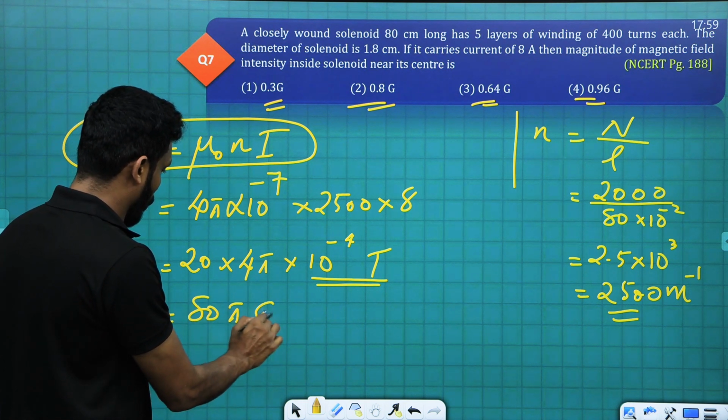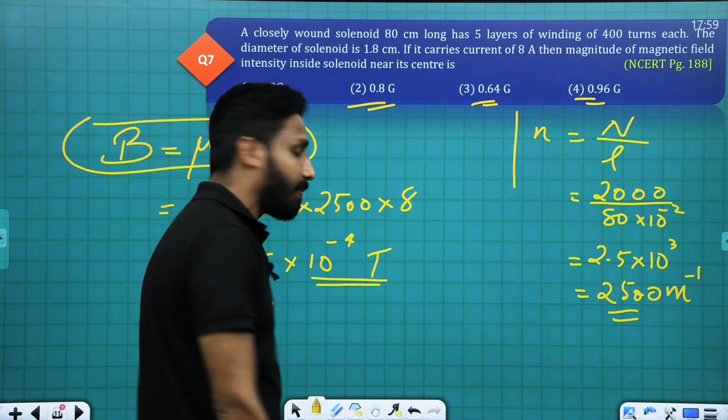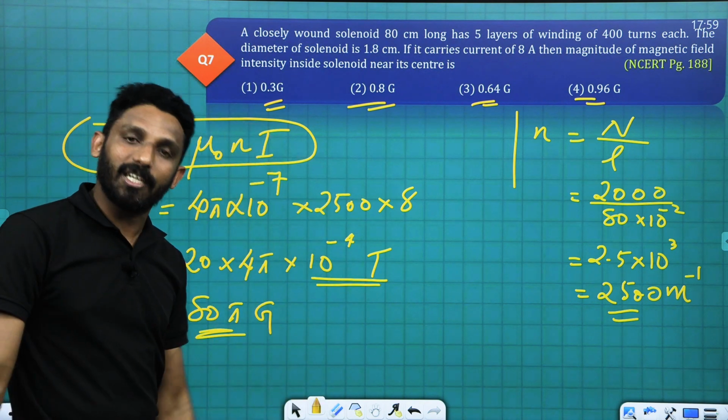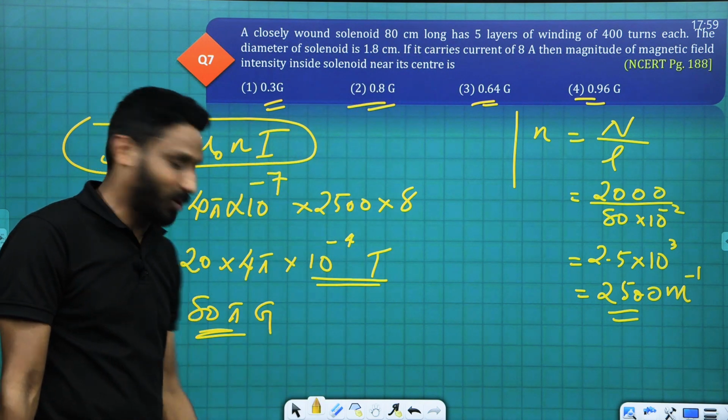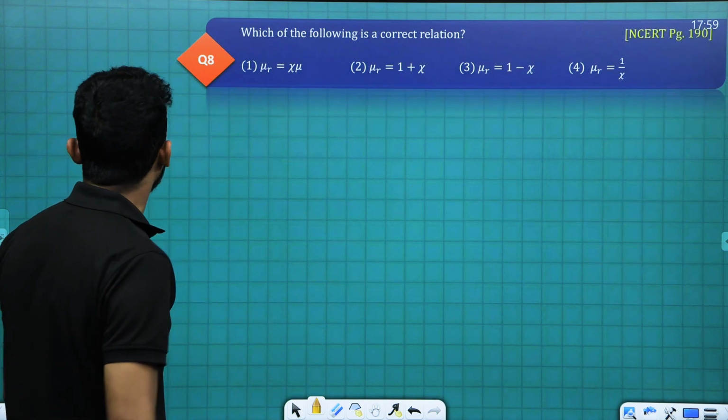80 pi Gauss. No such options there. This is the answer of the question as per the given data. That's all. We can change one of the options to this. Okay. Moving to the next question.